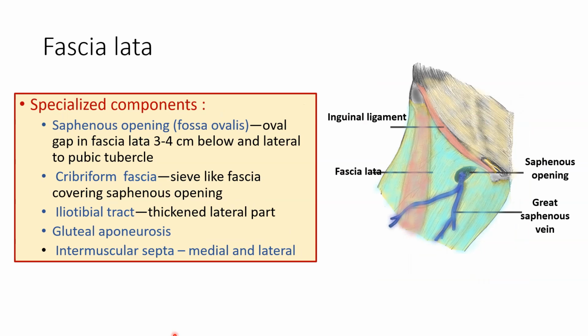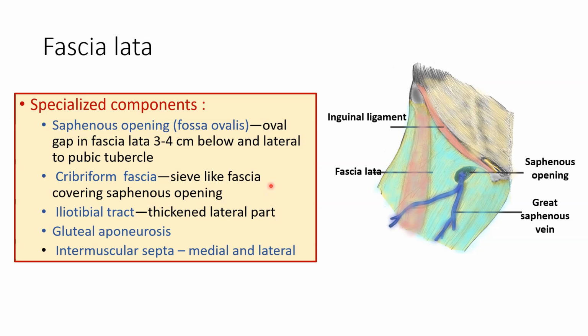After defining the fascia lata and its attachments, let us see the specialized components in relation with the fascia lata. There is what is known as saphenous opening or fossa ovalis, which is an oval gap which is vertically placed, and it is in the fascia lata 3 to 4 centimeters below and lateral to the pubic tubercle. So we will learn in detail about the saphenous opening in a separate discussion.